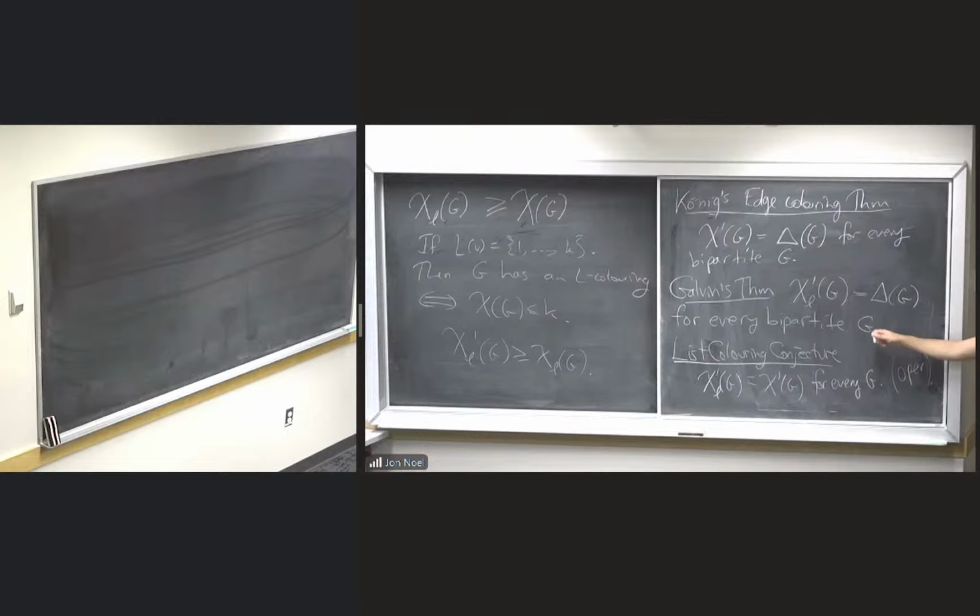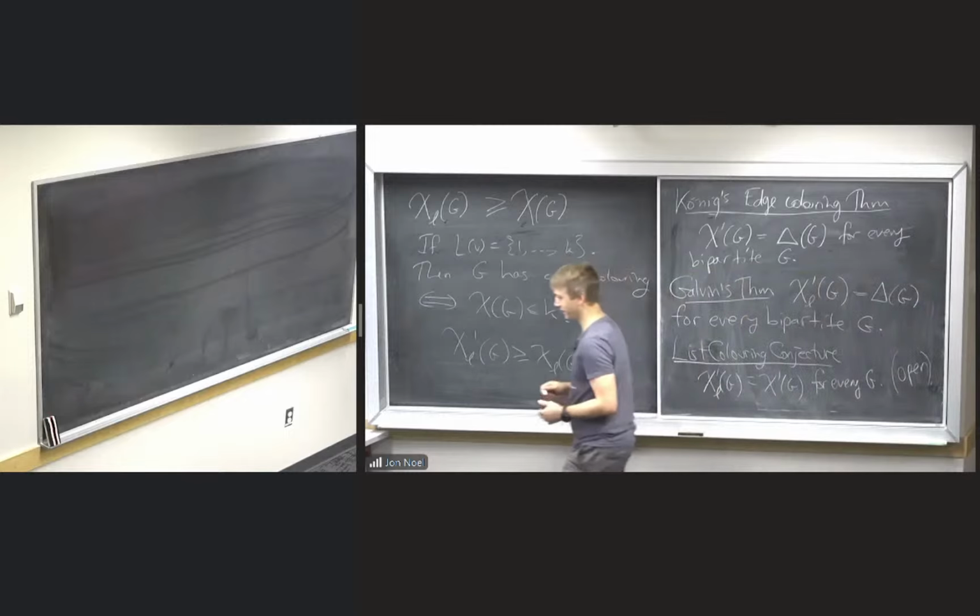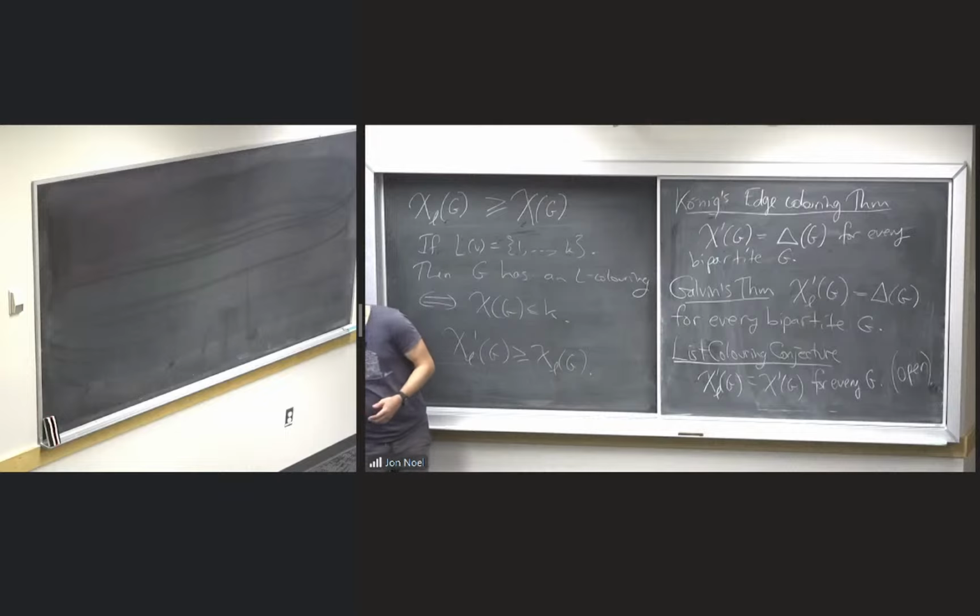But this theorem says it's true if it's bipartite, right? Because then list chromatic index equals delta, and so does the chromatic index. So it's true for bipartite graphs. But nobody knows if this is true in general. Okay. Any questions about this so far, statement and stuff? Are there any examples that satisfy this condition?